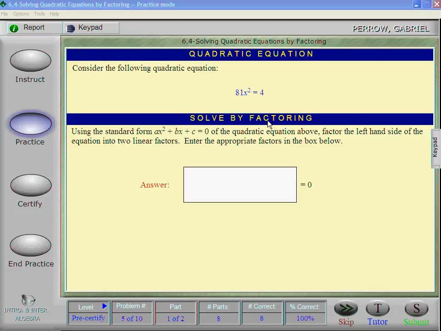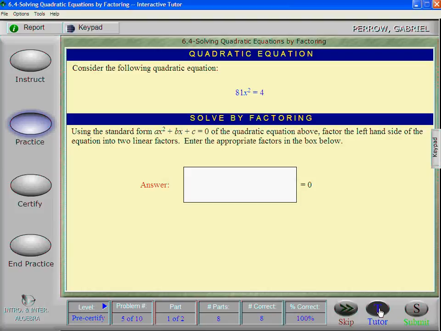Okay, I think we need one more video on this section to make sure it's good. 81x squared equals 4. So this one's a little bit different, and we still want to try to set this equal to 0 if we're trying to make use of the factoring. So let's go in the tutor mode, and we'll go through the steps like they do.